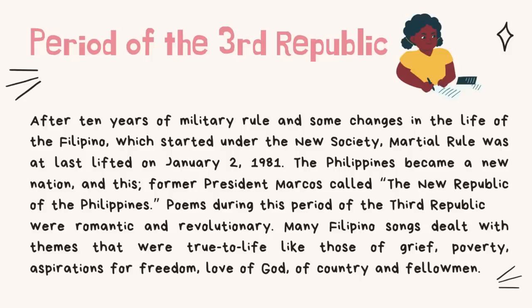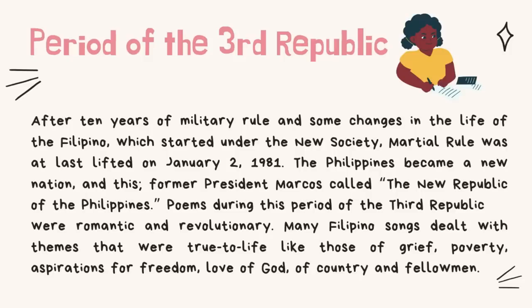Poems during this period of the Third Republic were romantic and revolutionary. Many Filipino songs dealt with themes that were true to life, like those of grief, poverty, aspirations for freedom, love of God, and country and fellow men. Those were now the topics in the literary pieces after being under the martial rule.